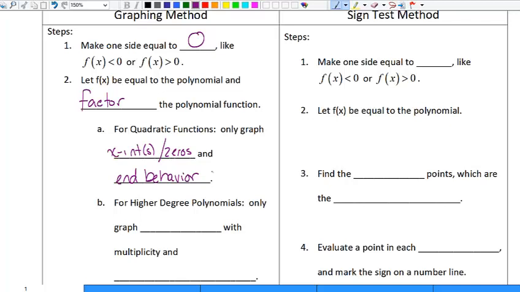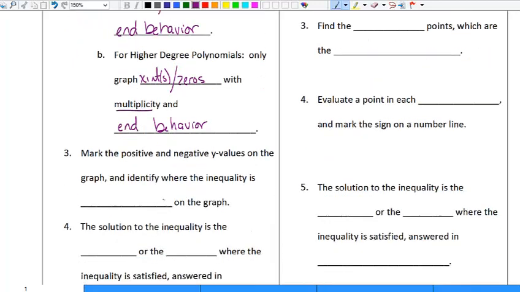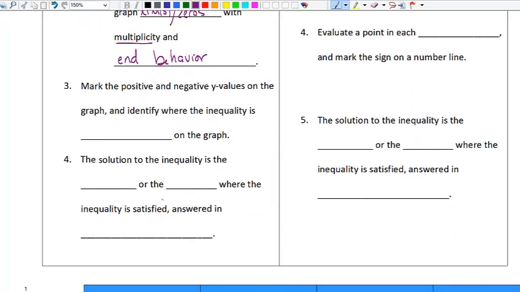Now for higher order polynomials, I also want you to graph the x-intercepts and zeros, but you need to remember that you have multiplicity when it's higher order. And then also you need to graph the end behavior. So basically the same, I just need you to understand if it's higher order, you're going to have multiplicity. Step 3, mark the positive and negative y values on the graph, meaning where it is above the x-axis versus where it is below the x-axis.